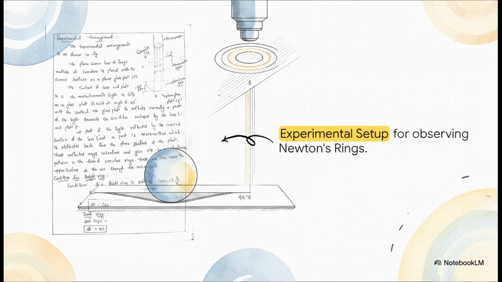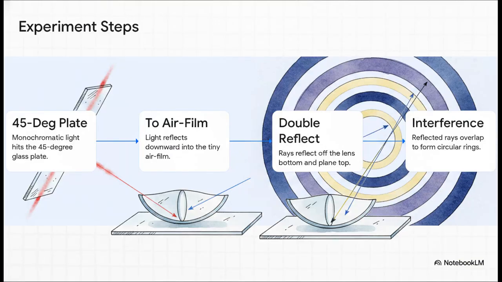And we get to observe the whole chain reaction from above through a microscope. Let's break down the actual physical procedures step by step to really lock in what's happening. First, our single wavelength light hits that 45-degree plate. Second, it gets directed straight downward into the air film. Third, and pay attention because this is where the magic happens. Part of that downward light reflects off the bottom curved surface of the lens, and part of it travels just a tiny fraction further and reflects off the top of the flat plane glass underneath. Finally, those two reflected rays travel back up and overlap. Because they've traveled slightly different distances, they interfere with one another, generating these stunning, alternating bright and dark circular rings.